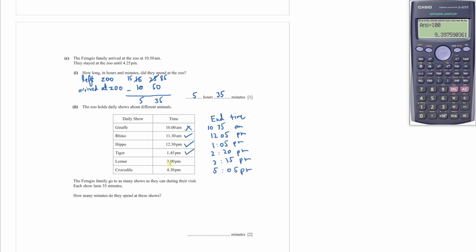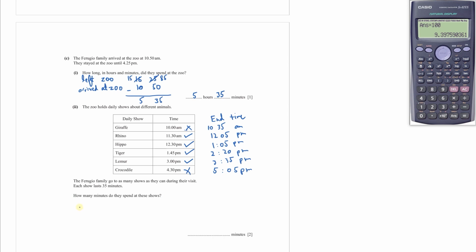And then they go to the next show, which is at 3 p.m. So they go to this one as well, which ends at 3:35. And they cannot go to this show at 4:30 p.m. because they leave the zoo at 4:25. So they leave before this show begins. So this is not the show.